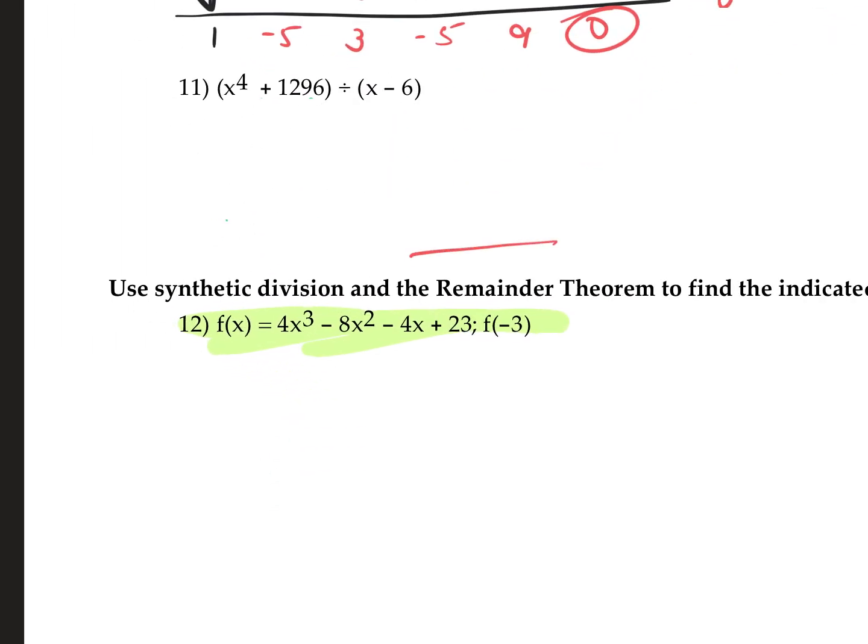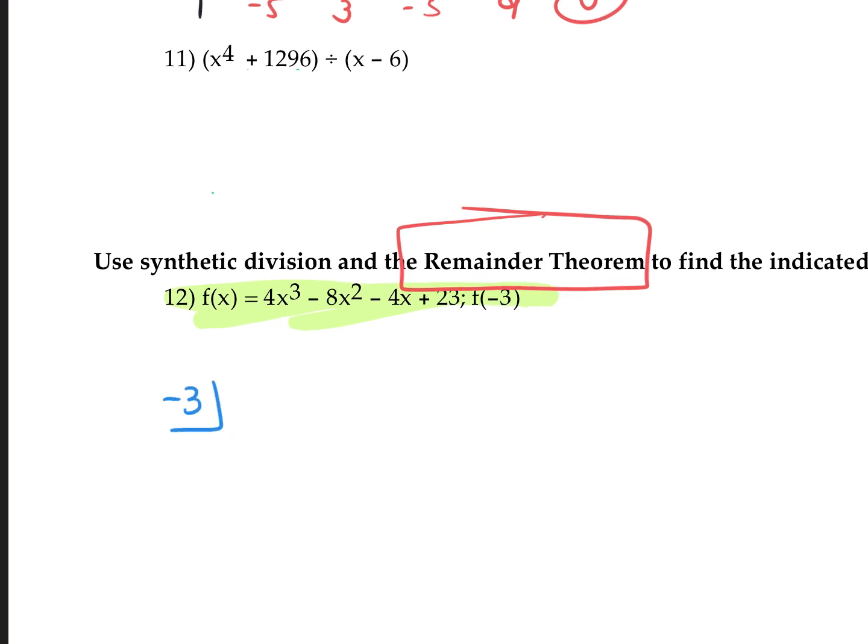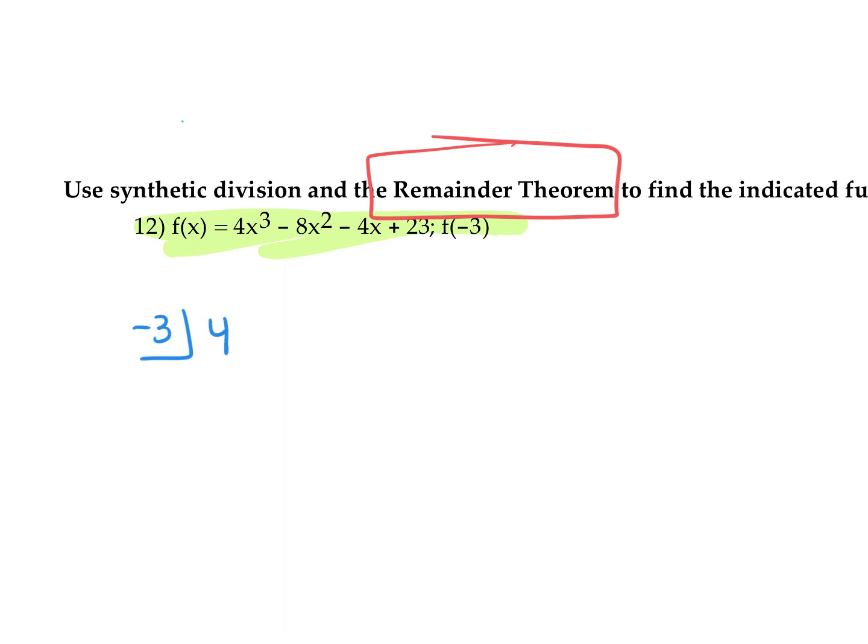Use the what here? Remainder theorem. What does that mean? What's the only thing I care about? The remainder. I'm going to tell you what number to use for synthetic division. You synthetically divide. That's it. So you write out your coefficients: 4, -8, -4, 23. Is everything accounted for? I don't have any gaps or anything? Okay. Make sure you check for that tomorrow. I'm telling you that again.